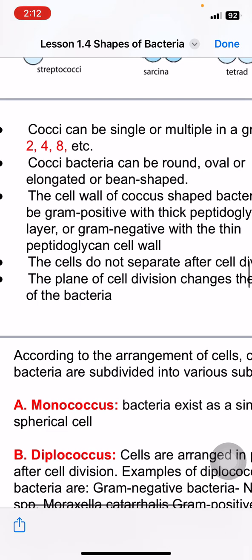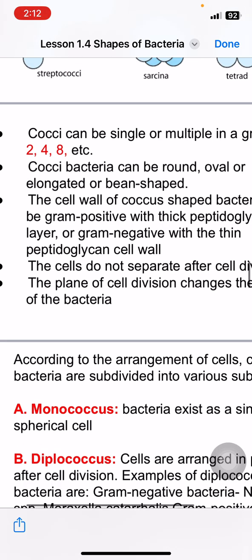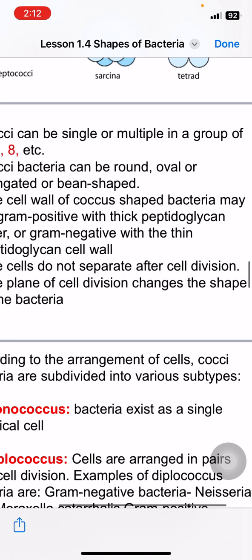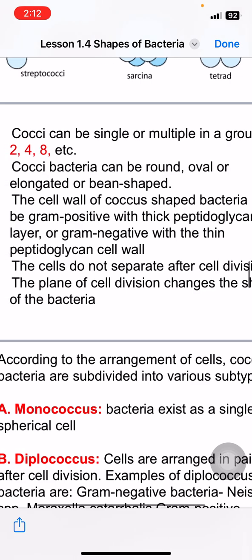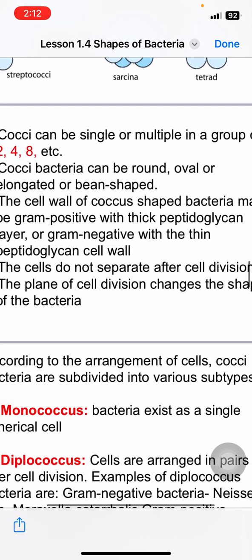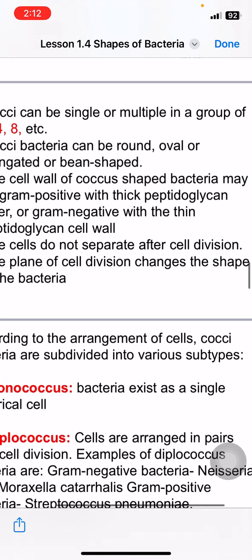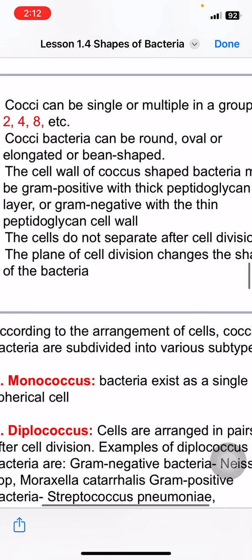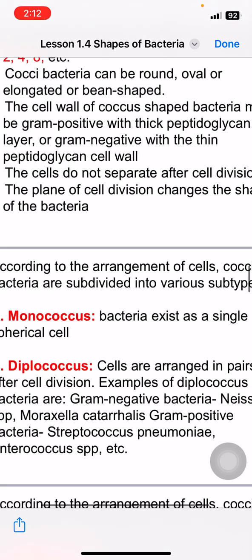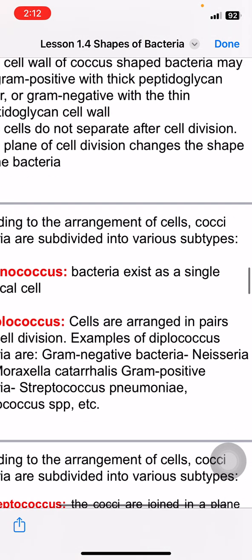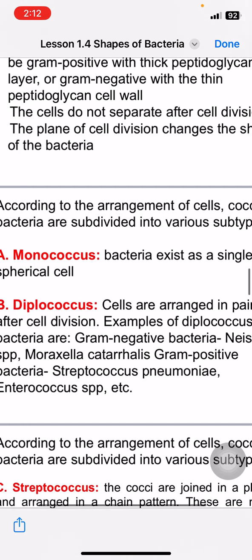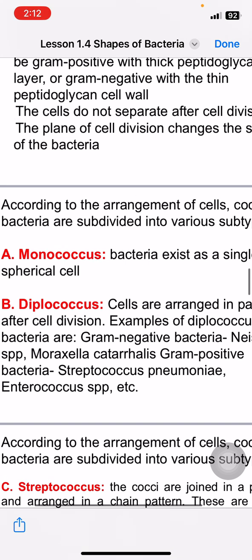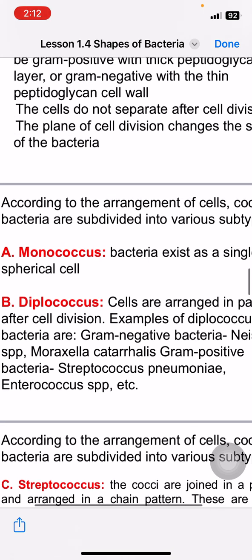The cells here in coccus do not separate after cell division. So if we compare it to a human cell, the cell in human can perform cell division. Thus the plane of the cell division changes by the shape of the bacteria. So according to arrangement itself, there are different types of arrangements of cells pertaining to cocci. It will start with, of course, the single one, and that is monococcus.